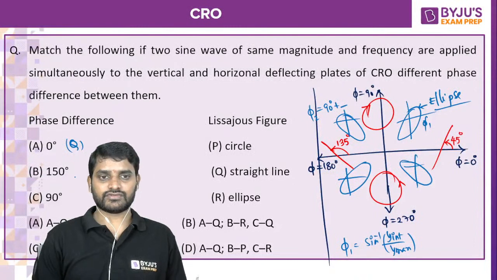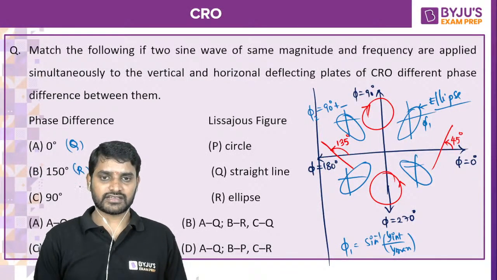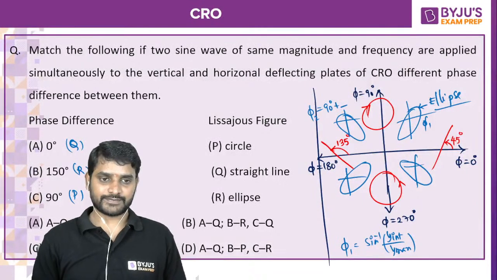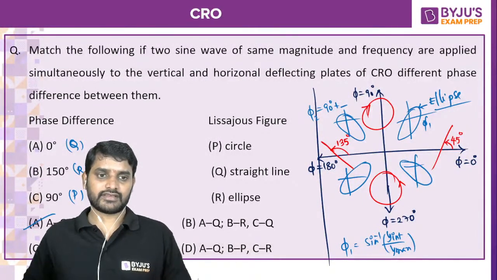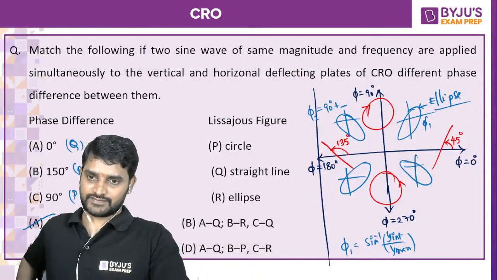A is Q. 150 degrees is an ellipse R. 90 degrees is a circle P. So QRP. Option A is the answer.